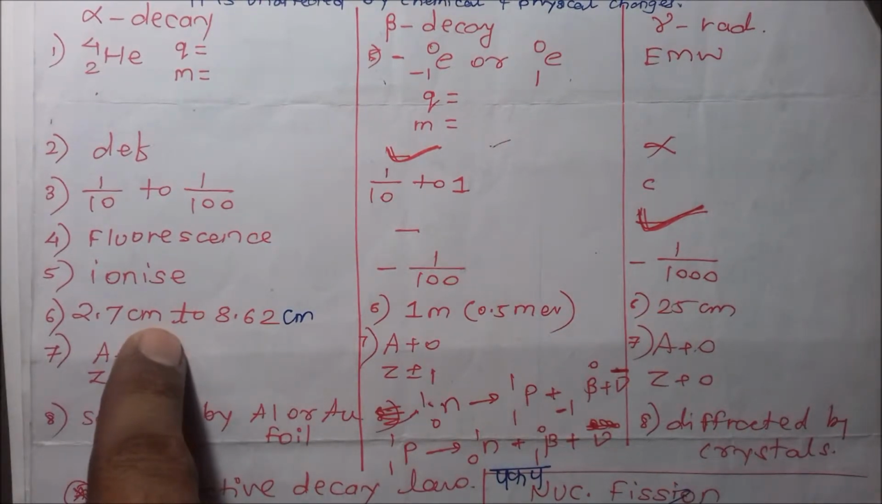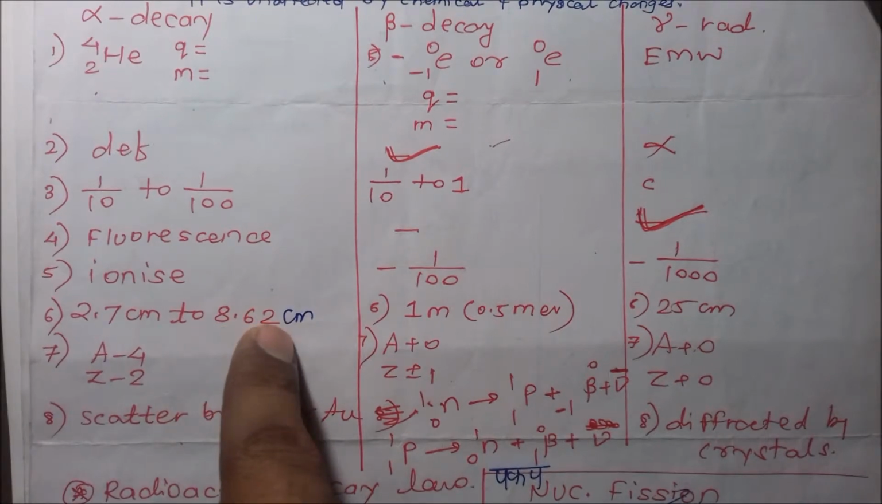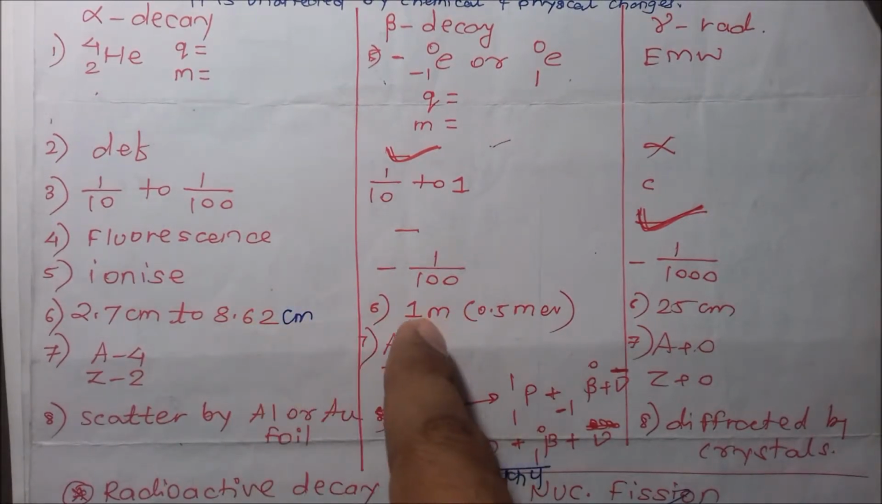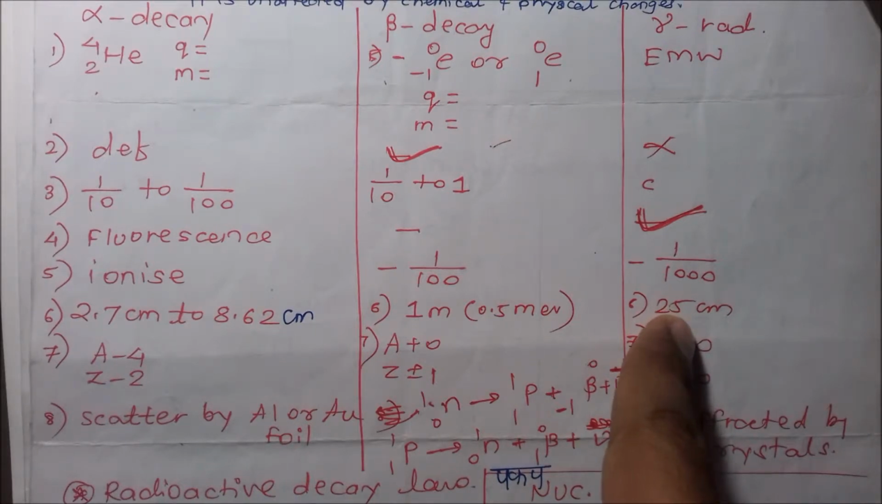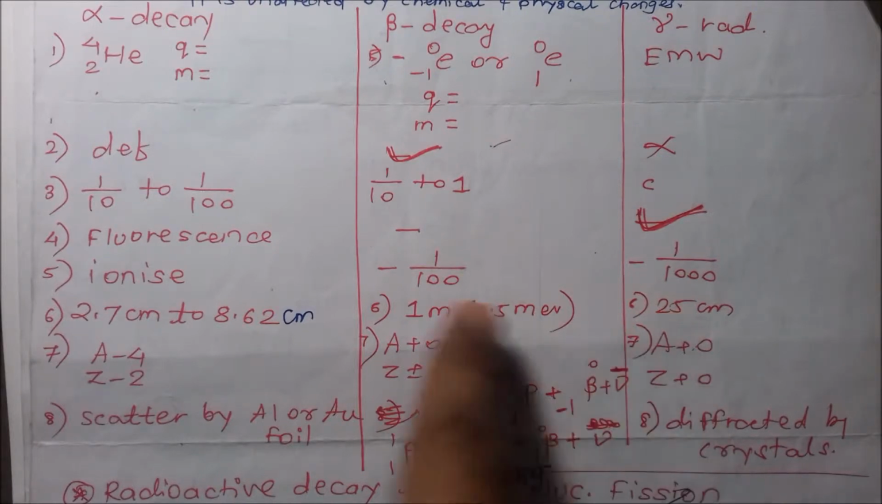Alpha particles only penetrate 2.7 to 8.62 centimeter in air. Beta can penetrate 1 meter in air. Gamma can penetrate 25 centimeter in iron.